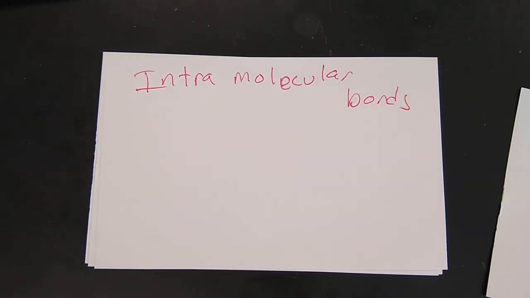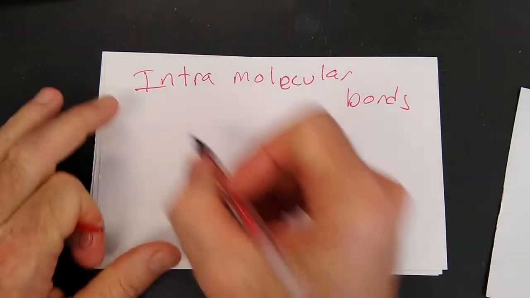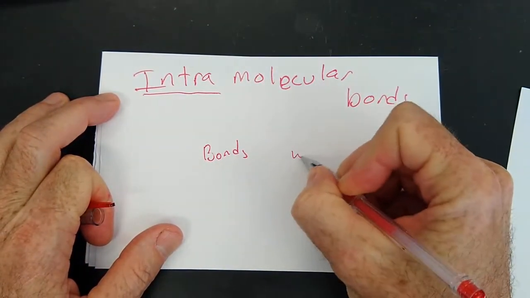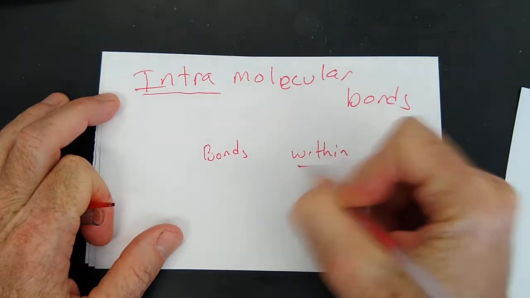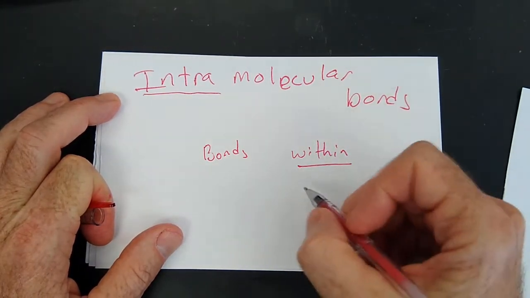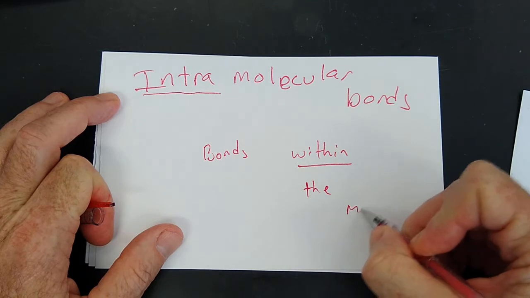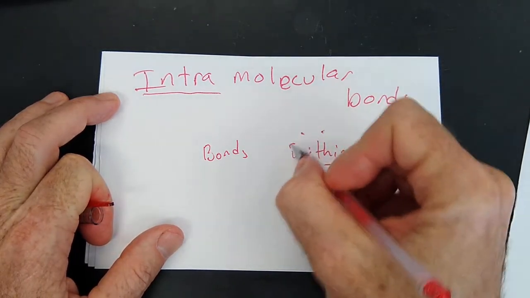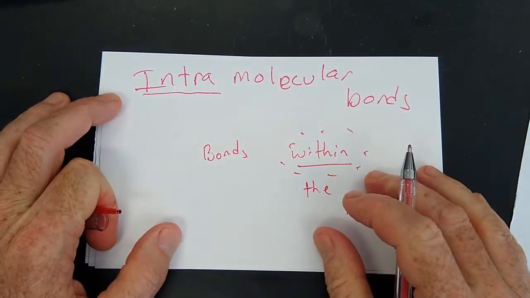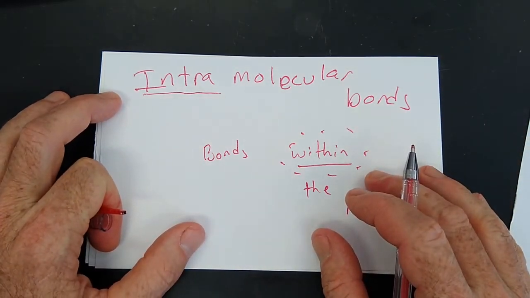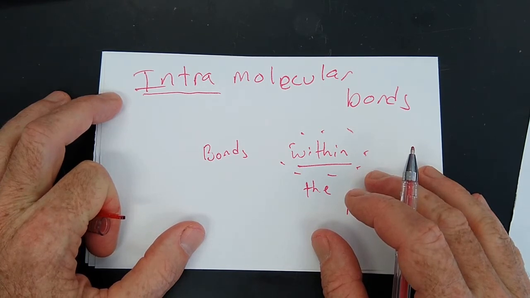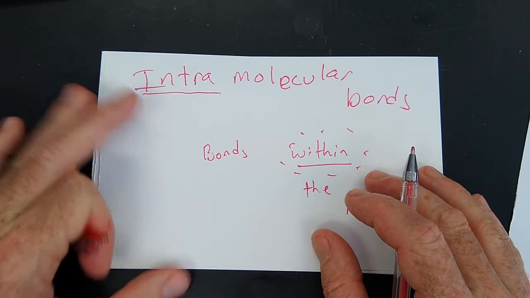Today we're talking about intramolecular bonds, and this intra means bonds that are within the molecule, okay? We're not talking about bonds that hold two different molecules together. We're talking about bonds that hold atoms together that are inside of a molecule, okay?